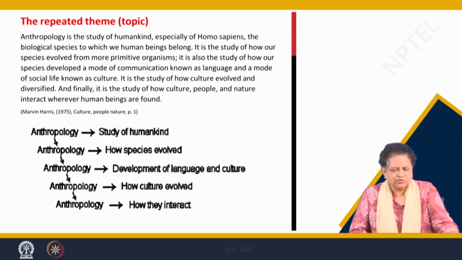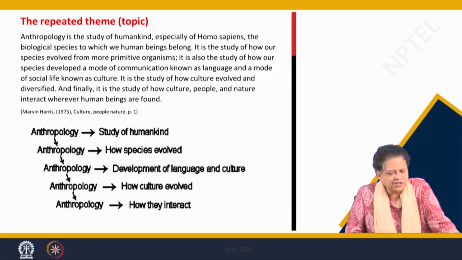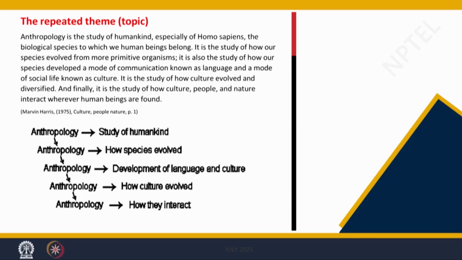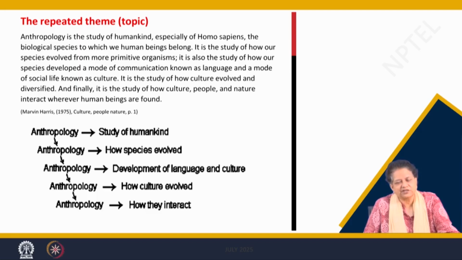So, the topic continues in this paragraph. Anthropology is the study of humankind, especially of Homo sapiens, the biological species to which we human beings belong. It is the study of how our species evolved from more primitive organisms. It is also the study of how our species developed a mode of communication known as language and a mode of social life known as culture. It is the study of how culture evolved and diversified, and finally, it is a study of how culture, people and nature interact wherever human beings are found. This extract has been taken from Marvin Harris, 1975, Culture, People, Nature, page 1.